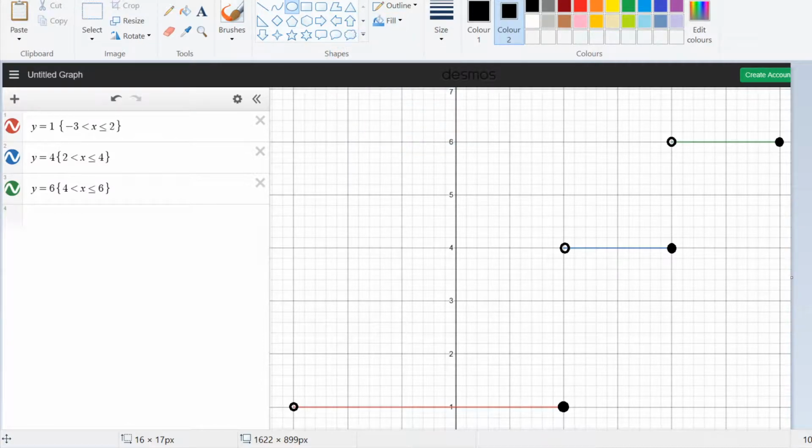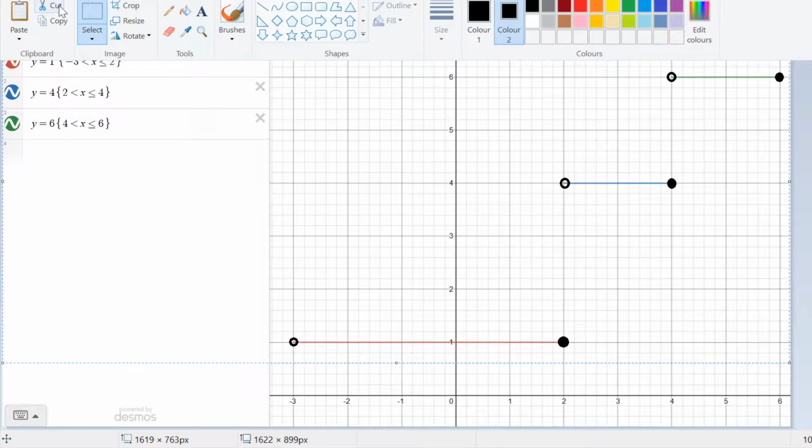So here, there we go. That is our image. What I'll do is put this onto the worked example for you so you can see that. Sorry, I should actually select all of that.